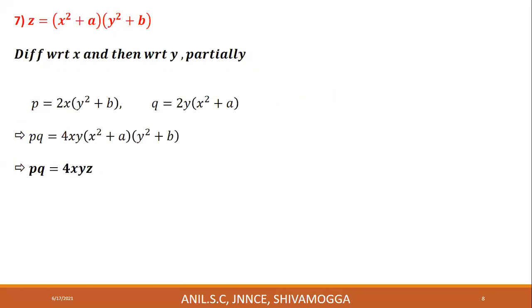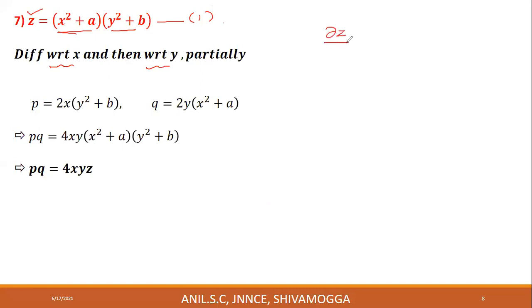z = (x² + a)(y² + b). Let this be equation number 1. Differentiate equation number 1 partially with respect to x and partially with respect to y. First, I differentiate partially with respect to x.